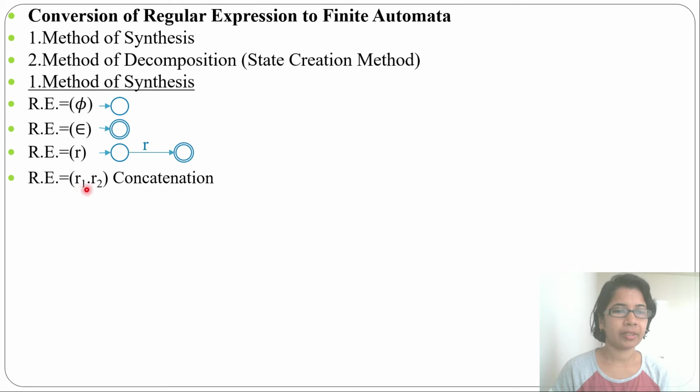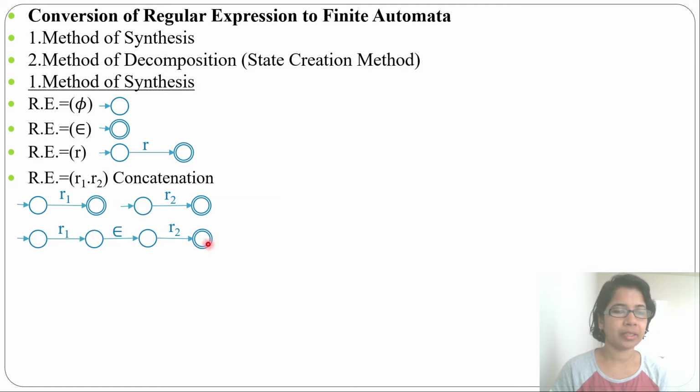For concatenation, if the regular expression is R1 concatenation R2, for R1 create one finite automata. For R2, create another finite automata. Now R1 and R2 are done. Now we will concatenate these. So how will we concatenate? Just add an epsilon transition between both. This is R1, this is R2. We just add an epsilon transition between both and change this final state to non-final. So now this is the concatenation of R1, R2.